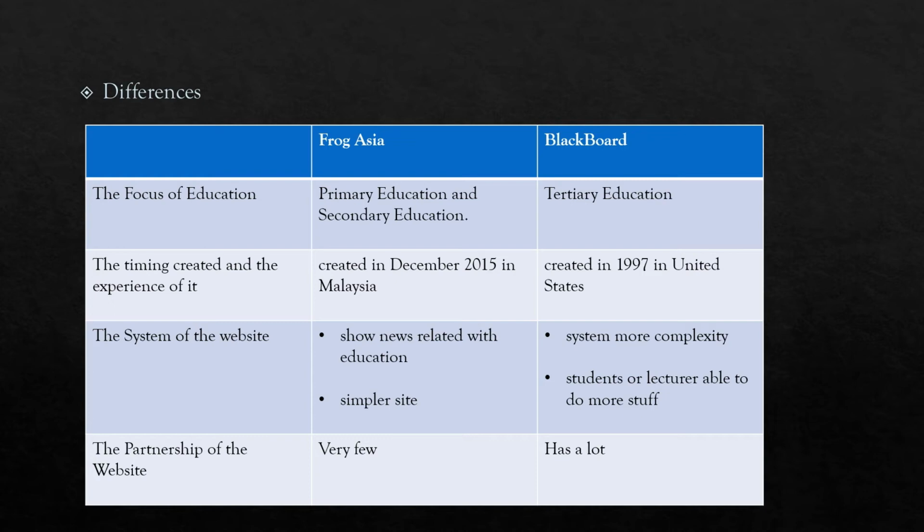Frog Asia has less experience compared to Blackboard because it was created in December 2015 in Malaysia, and Blackboard was created in 1997 in the United States, so Blackboard was created much earlier than Frog Asia. Thirdly, the system of the website. Frog Asia shows news related to education on its main page and is a much simpler website compared to Blackboard, where Blackboard has a more complex system and students or lecturers are able to do more on it.